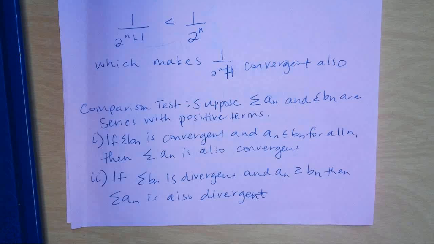So suppose we have two series. They both have positive terms. If you have a series that you know is convergent, and you can find a series smaller, then you can say it's also convergent. But the flip side of this is if you know a series is divergent, and you can find a series that's bigger, then you can say it's divergent also.